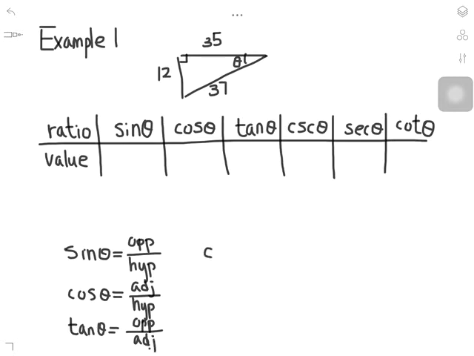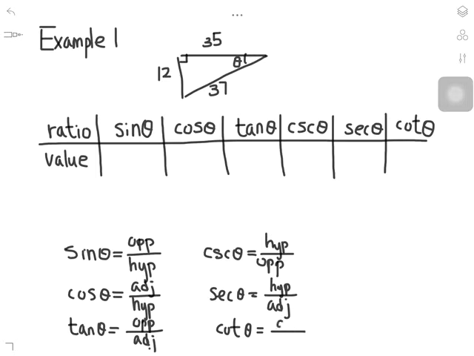And then cosecant is hypotenuse over opposite, secant is hypotenuse over adjacent, and cotangent is adjacent over opposite. So hopefully this is the second time to remind you here.